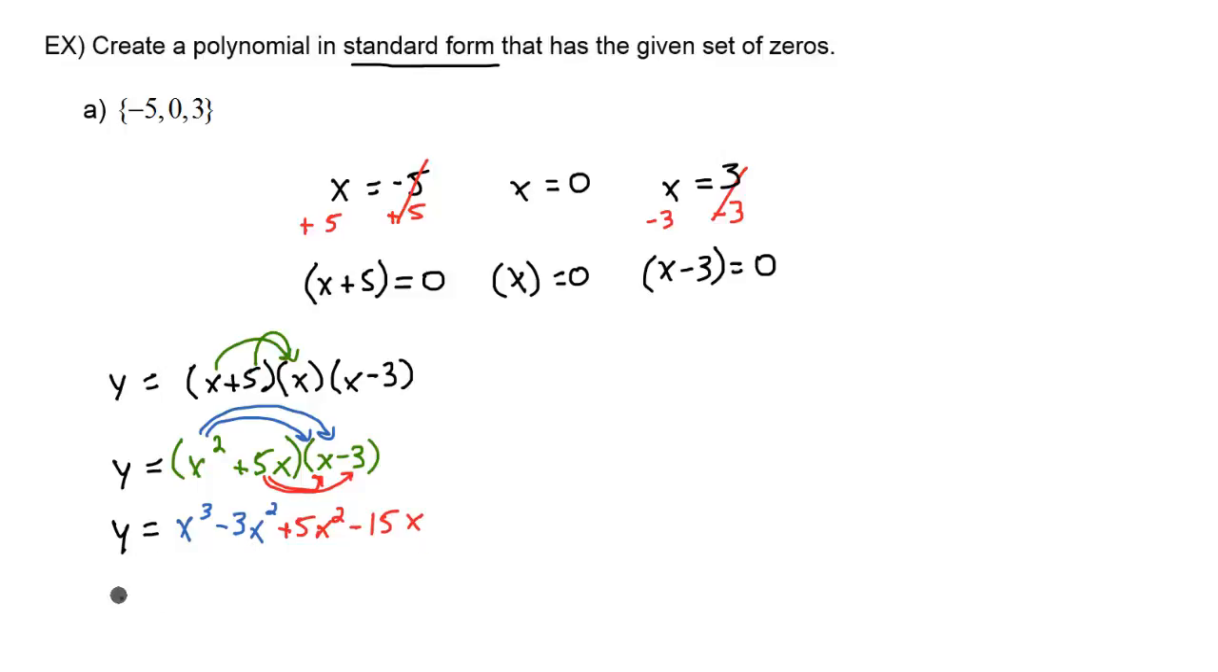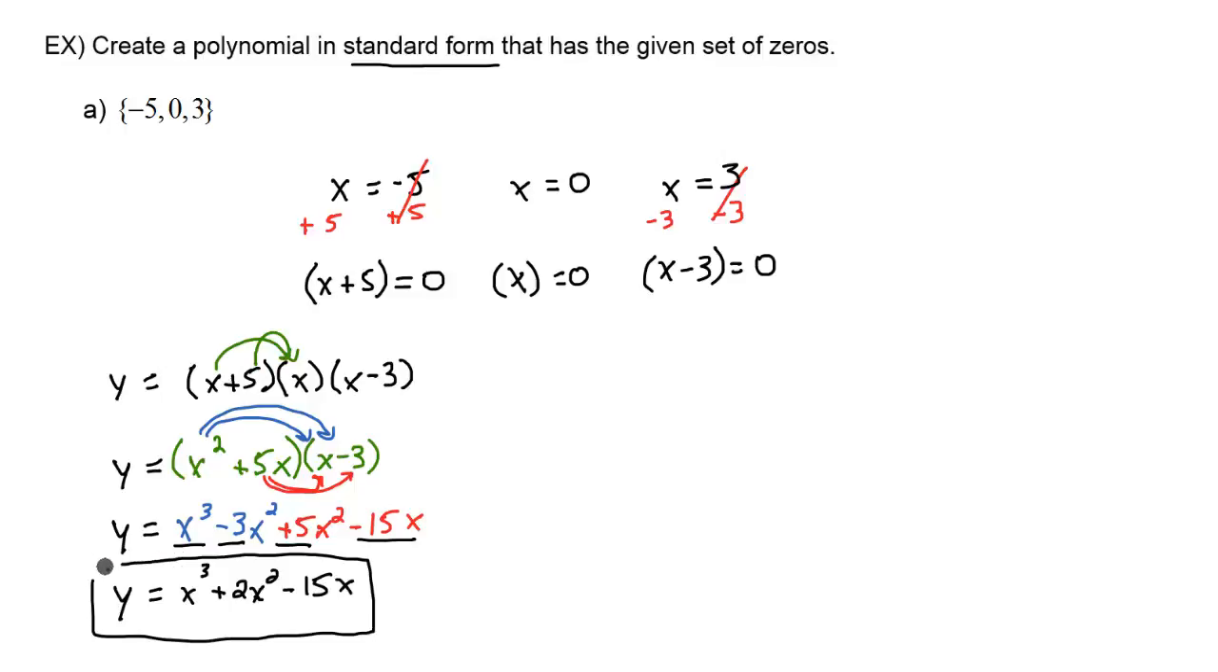Now I'm going to just combine like terms, so I have y equals, x cubed is my only cubed term, and then -3 plus 5 is going to be a positive 2, and that's my x squared term. And then at the end we're left with minus 15x. So this is going to be the polynomial that represents the three zeros right here.